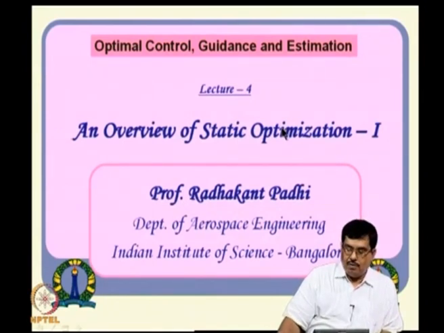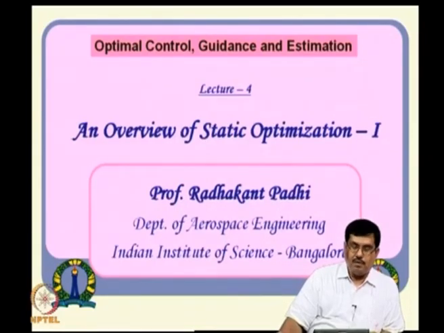That means we are not talking about time varying variables, but constant numbers associated with that. But in general, they have some objective. How do you optimize that? That kind of thing is called static optimization, or sometimes it is popularly known as parameter optimization as well, because parameters typically remain constant. Those are the topics of discussion of this particular lecture.